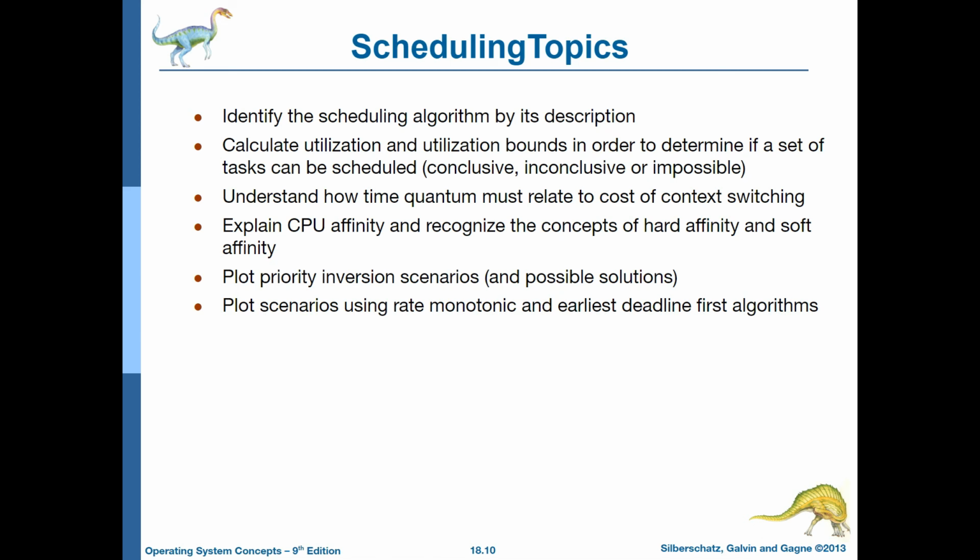You should be able to identify the scheduling algorithm by its description. So look at the chart in the slides that says shortest job first, SJF. Here's the description of it. Here's its strengths and weaknesses. You should be able to calculate the utilization and utilization bounds in order to determine if a set of periodic tasks can be scheduled and whether that result is conclusive, inconclusive, or unschedulable.